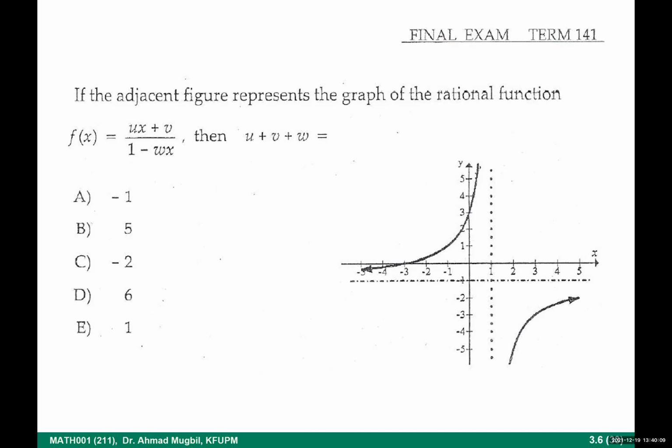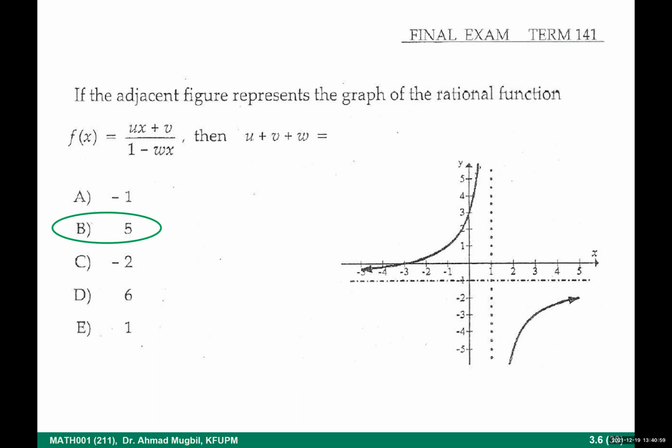Umar, you said 5. Abdulaziz, you are saying -1. One of you is not right. Please check. One of you had a mistake. You still have time to change your mind. Who supports Umar or Abdulaziz? Muhammad? 5? Also you? 5. Okay. The answer is 5.